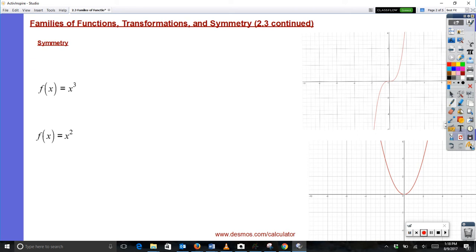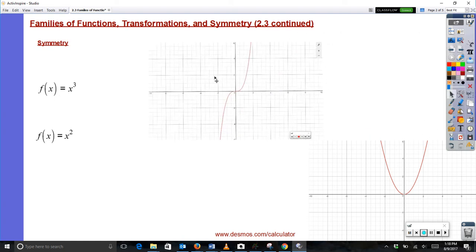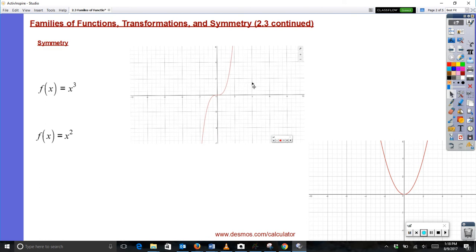So with functions, we have two particular types of symmetry that we like to look at. One is symmetry about the origin, and one is symmetry over the y-axis, although you could have different kinds of symmetry on the graph. So I'm going to look at two functions to start. We've got f of x equals x cubed. This has what we call symmetry about the origin.